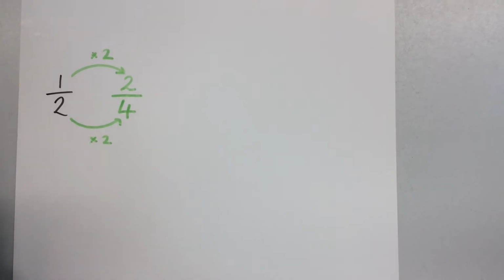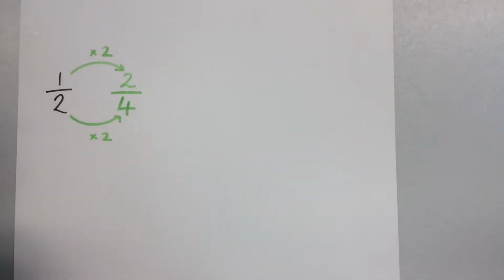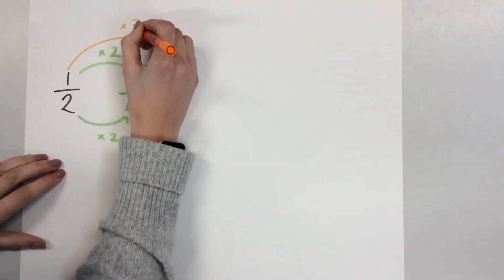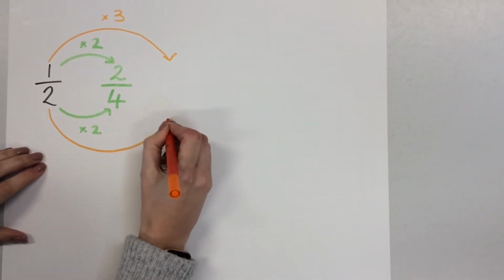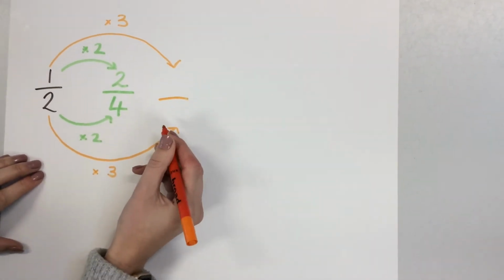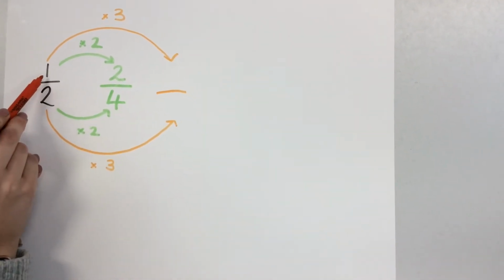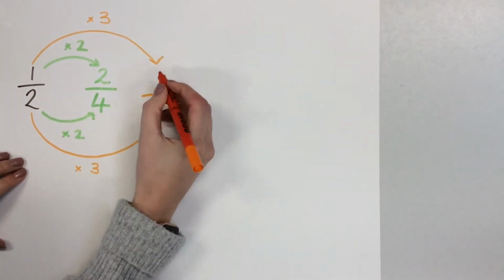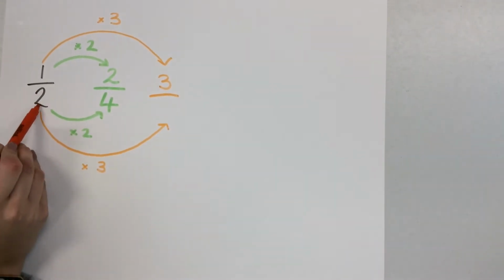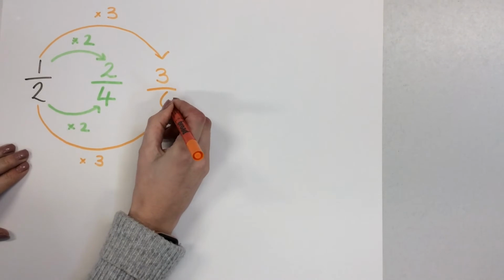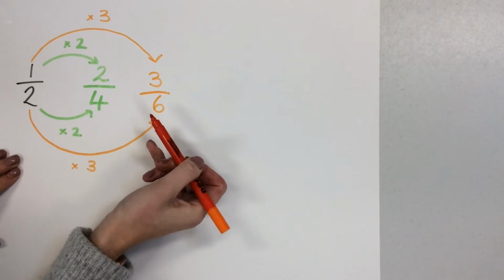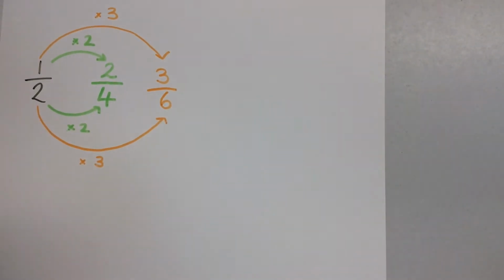Okay, now next up, instead of timesing by 2, this time I'm going to times by 3. So again, I'll do the same to the top as I do to the bottom. So we started with 1, we're going to times that by 3, equal 3 as the numerator, and the denominator of the half, which was a 2, times by 3 equals 6. Okay, so our next equivalent fraction is 3 line 6, but we would say 3/6.